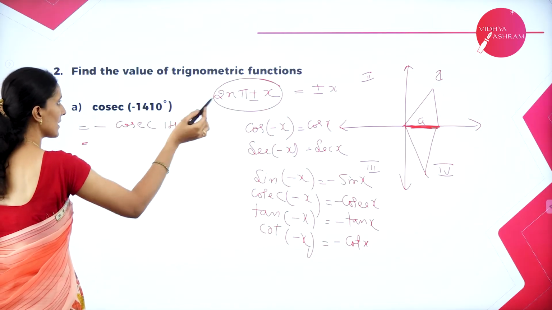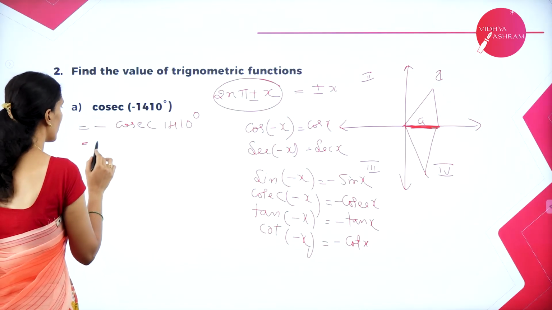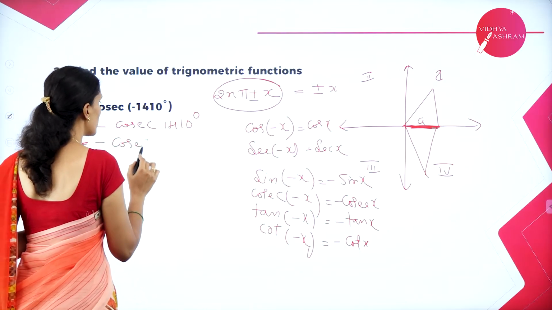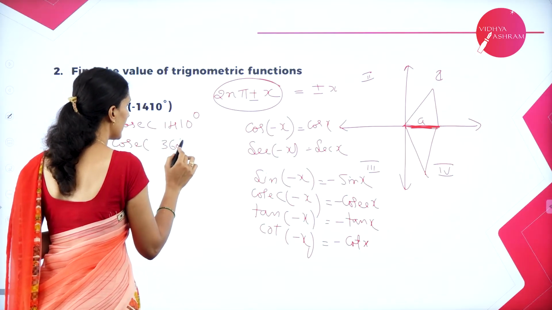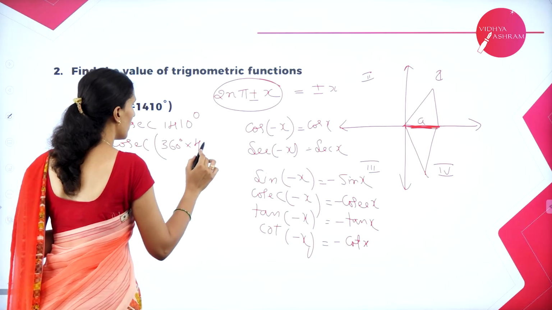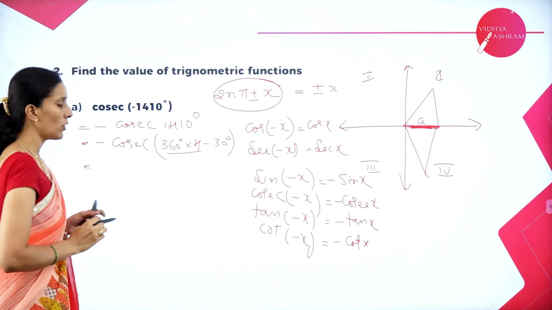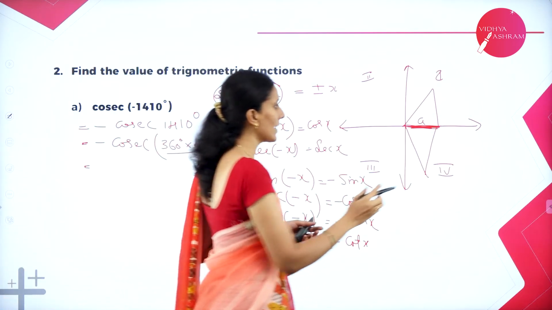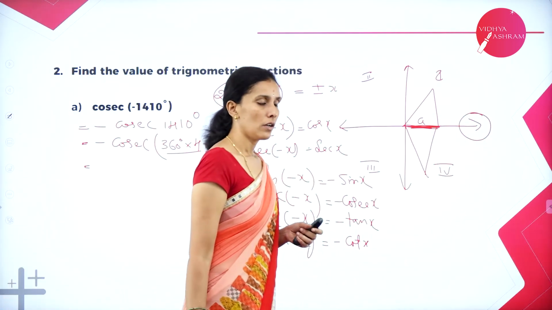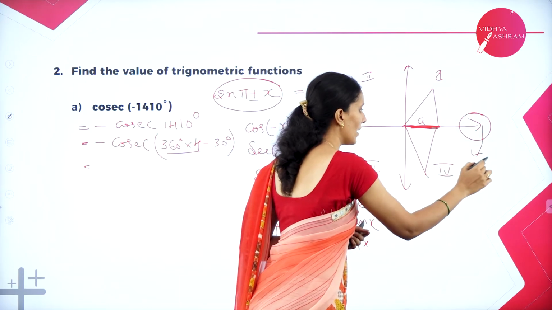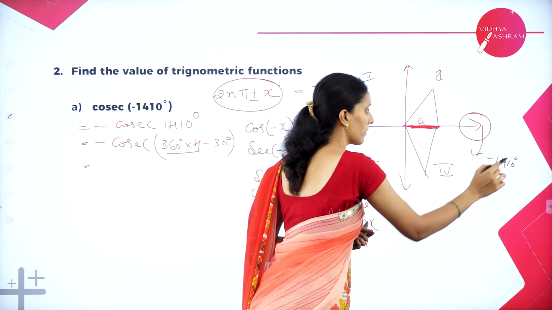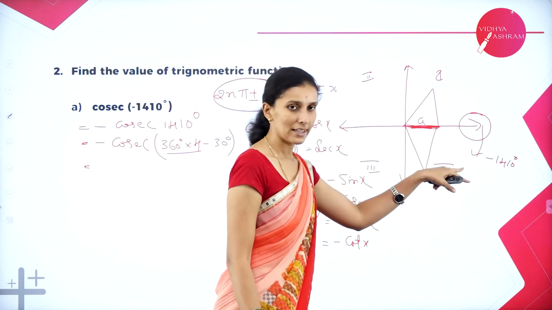So write this in the form of 2n plus pi. So this is cosecant of 360 degrees into 4 minus 30 degrees. So this is nothing but 1410 degrees, which lies here. So below that is your value, 1410 degrees. Okay, that means it lies in the fourth quadrant.